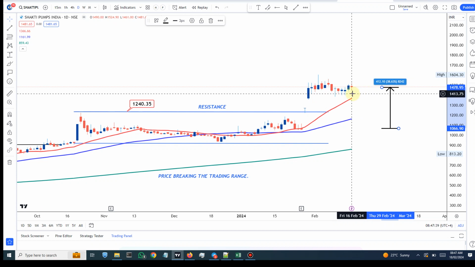But this is just a technical view of mine. I'm not sure when the stock price will move, but I'm very sure that in the coming days, in say a year or so, this stock can be a double or a triple from the current valuations, right? So this stock can do quite well in the coming days. So, guys, this is my analysis of Shakti Pumps. I hope you enjoyed this analysis.